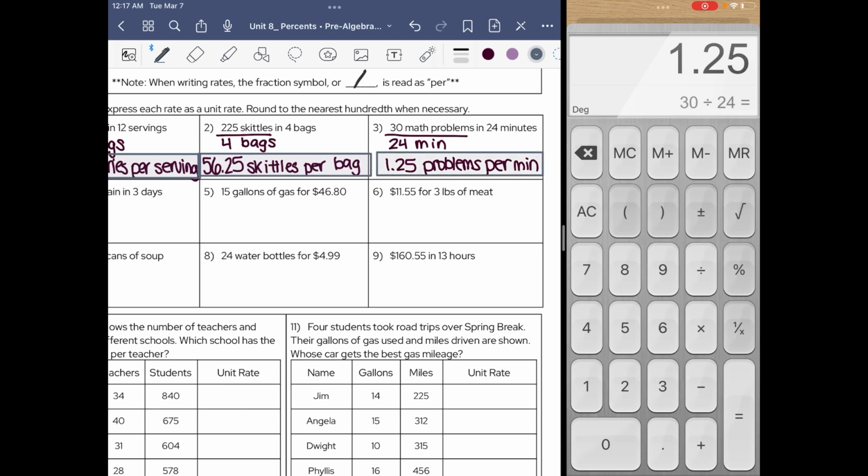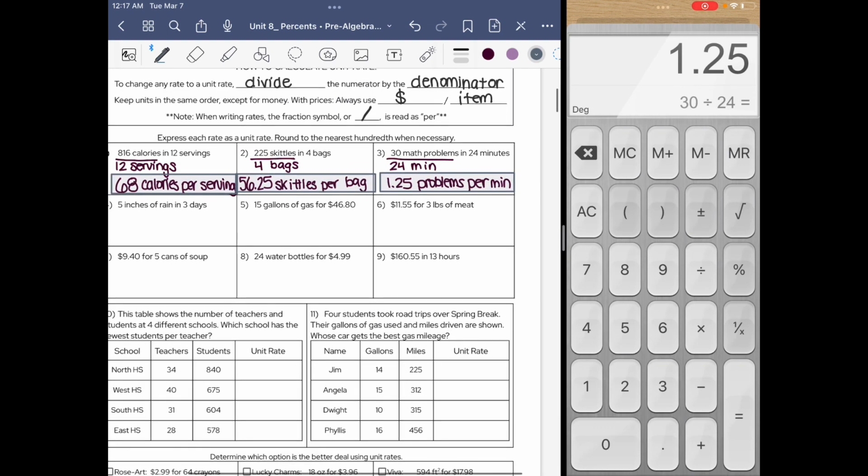Now, this is one you could also do backwards, and you could find out how many minutes per problem it took you to solve. That's one that you could technically do either way if you wanted to.